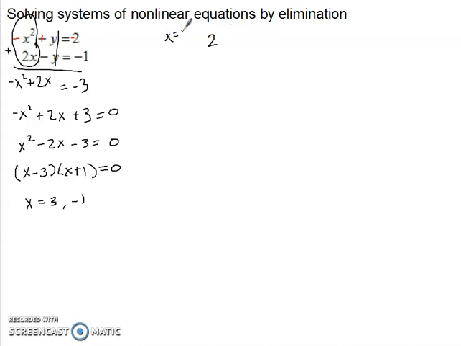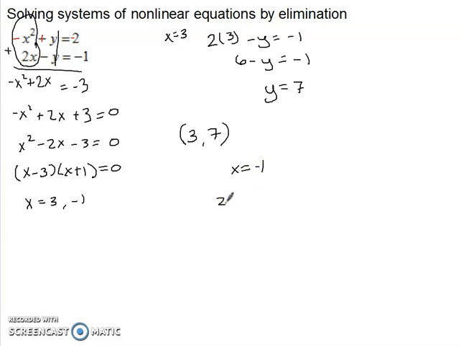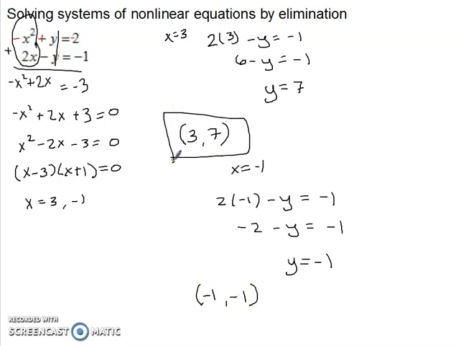If x is equal to 3, then 2 times 3 minus y equals negative 1. 6 minus y is negative 1, which means that y must equal 7. So my first solution is 3, 7. Now if x is equal to negative 1, then 2 times negative 1 minus y equals negative 1. Negative 2 minus y is equal to negative 1, which means that y must equal negative 1. So my second solution is negative 1, negative 1. So these two graphs cross at 2 points. The points are 3, 7, and negative 1, negative 1.